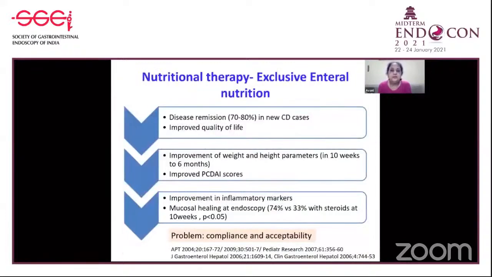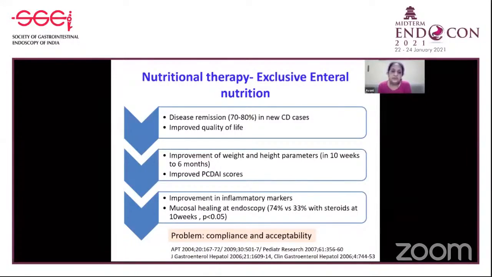Now, nutritional therapy is coming as a very relevant therapy because children often have growth failure, and repeated courses of steroids for treatment of inflammatory bowel disease often complicate this issue. Therefore, for many years across European countries, exclusive enteral nutrition was being used as a modality to induce remission in patients with mild to moderate Crohn's disease. It was successful in about 70 to 80% of patients, which was equally good as steroids, but it led to mucosal healing in 74% of patients, in contrast to 33% with steroids.